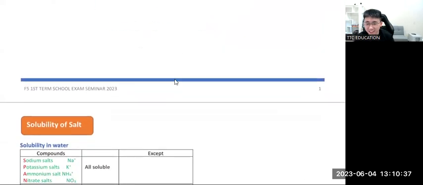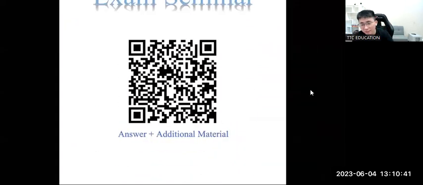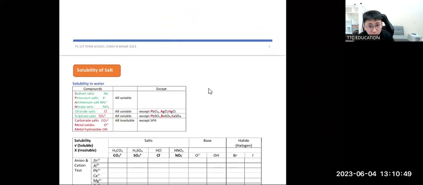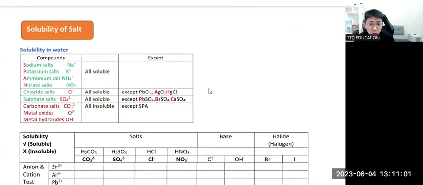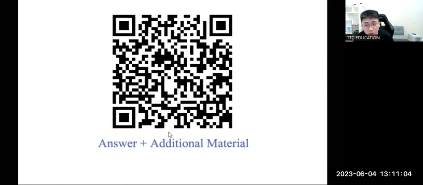Let's start. In this book, you see there's a very big QR code again. This QR code is the answer plus some additional material, because this book only has Form 4 Chapter 6, which is acid, base, and salt, and the notes here are only on salt. So you need to use the QR code for the rest of the notes and exercises, okay?